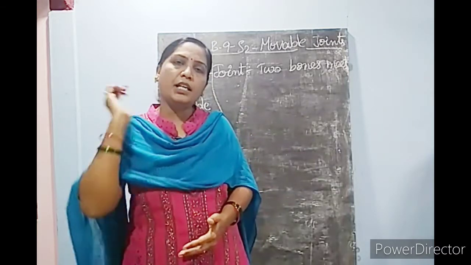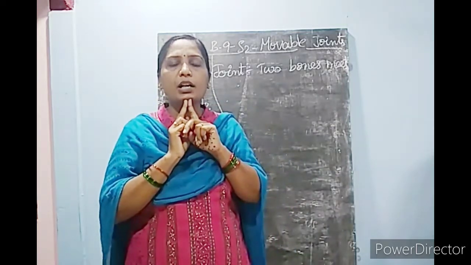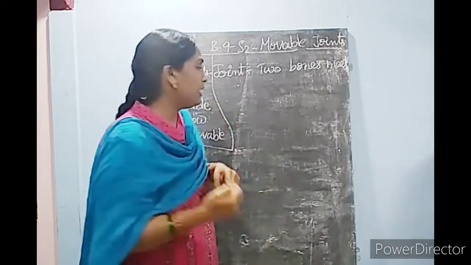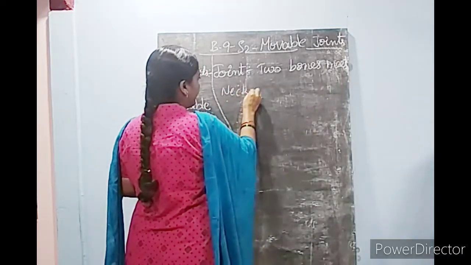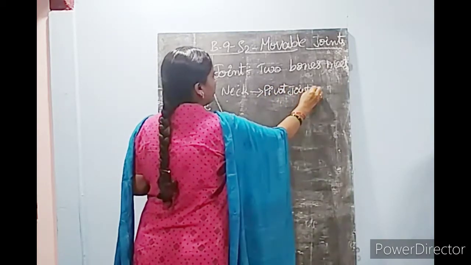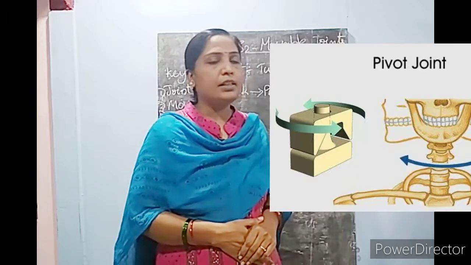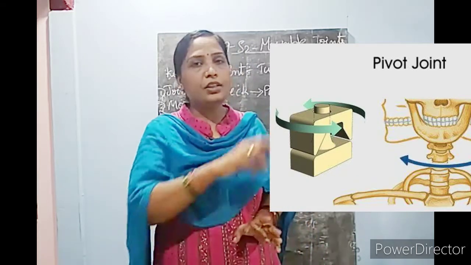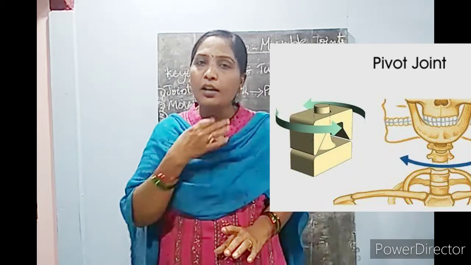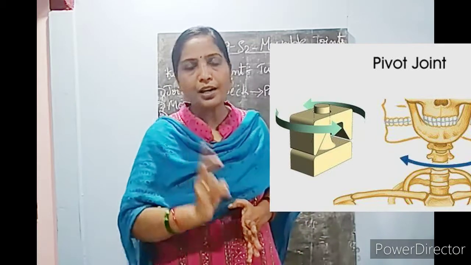So the first one is your neck part. From the lower jaw and from your neck, some joint is there. Near your neck part, a joint is present. This is known as pivot joint. Is it movable or not? Are we able to move our neck? Right, left, front, three ways you can move your neck. So a joint is present in the neck that's making you move your neck.